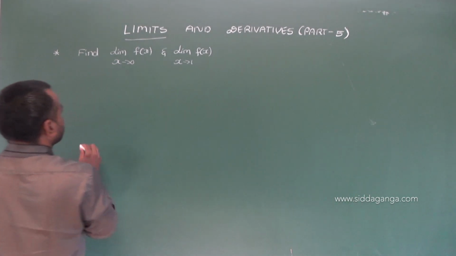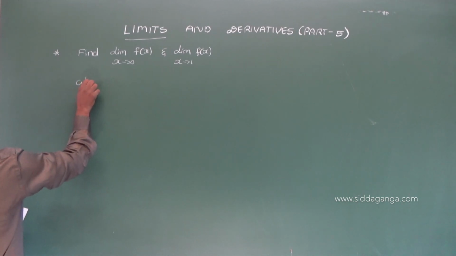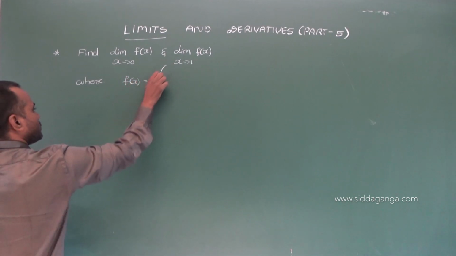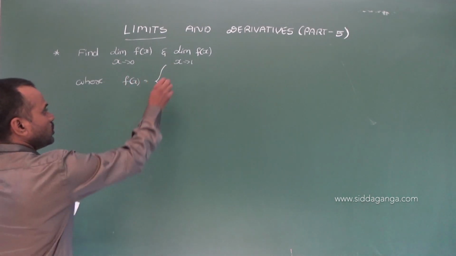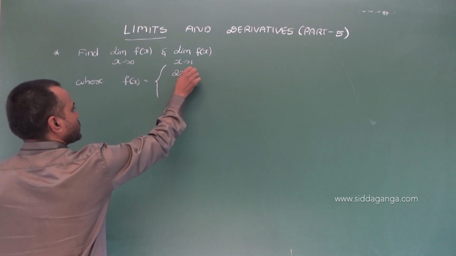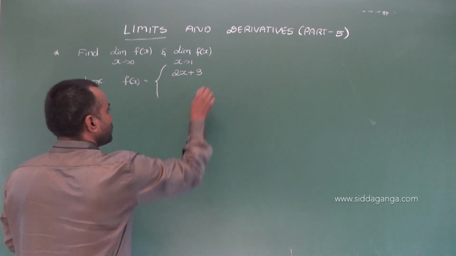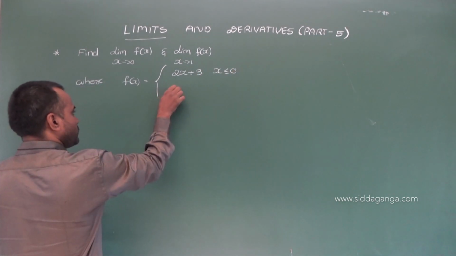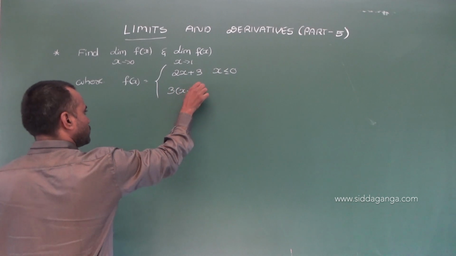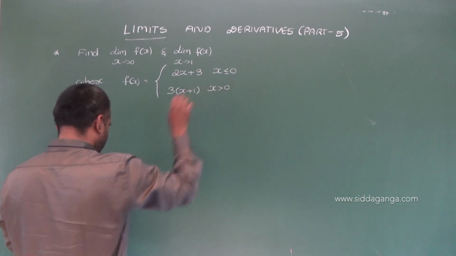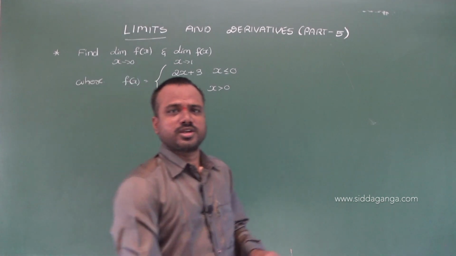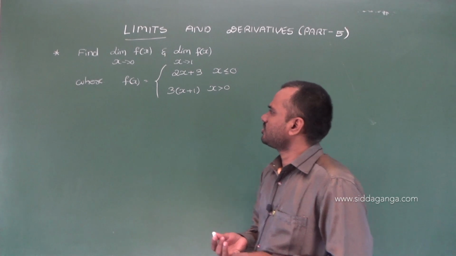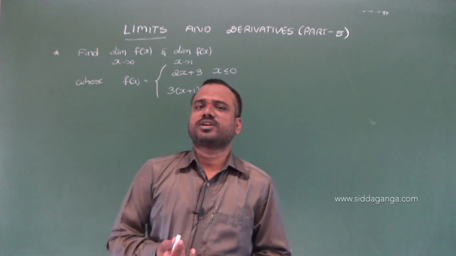So the function he has given, f of x, see, observe here, this is very important. f of x is 2x plus 3, x less than or equal to 0, and 3 into x plus 1, x greater than 0.